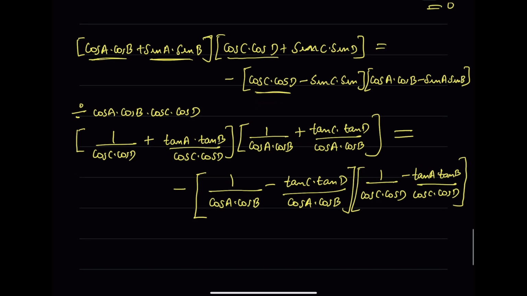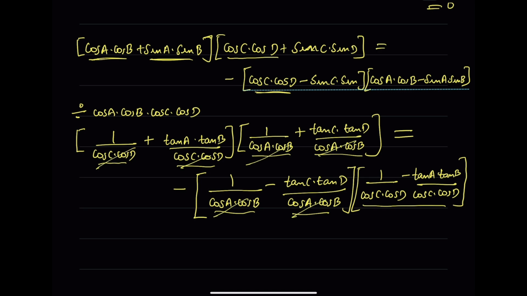Now if you observe here, we have cos C cos D common in the first part of the equation and cos A cos B common in the second part. So cos A cos B cos C cos D is the common denominator, and that applies in the second part of the equation as well. So we can cancel out all the denominators because they are available on both the sides of the equation.